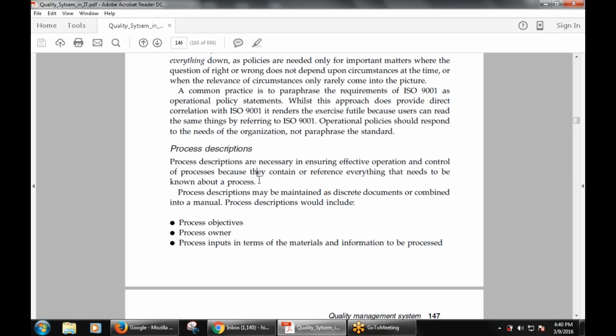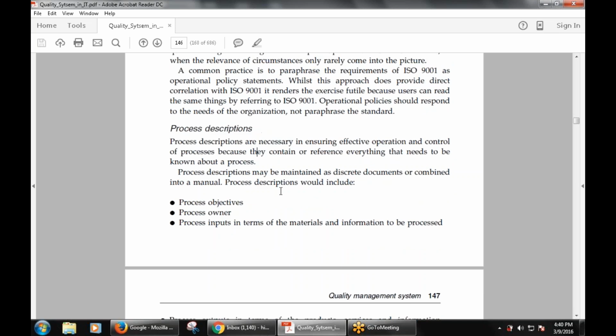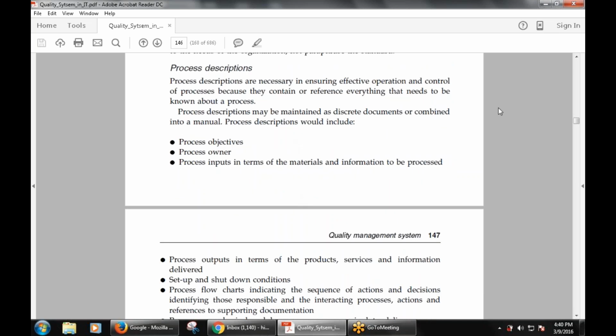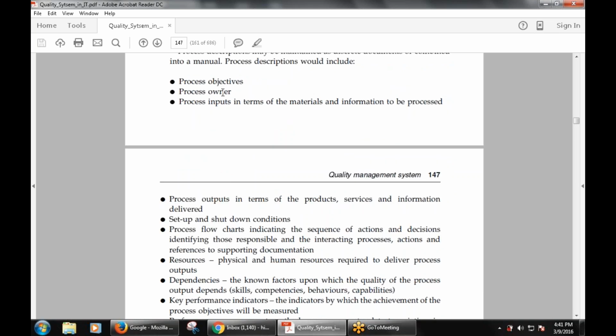A process description may be maintained as a discrete document or combined into a manual. It includes the process objectives, that is the main objective of using the process, then the process owner, then process inputs in terms of the material and the information to be processed. So these are the descriptions that will be included in the process description: process objective, process owner, process input, process output.